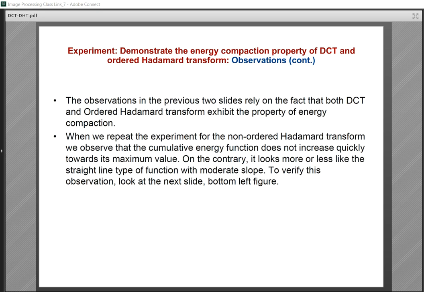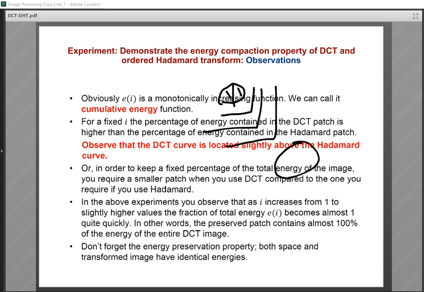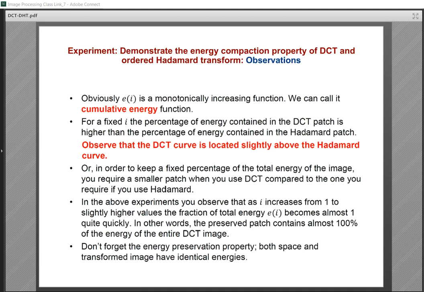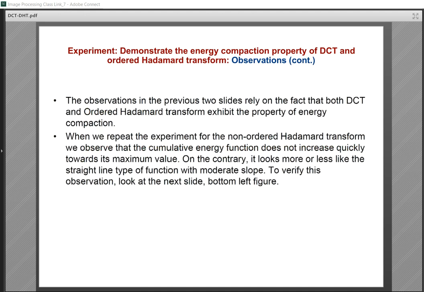Again, the observation in the previous two slides relies on the fact that both DCT and ordered Hadamard transforms exhibit the property of energy compaction. These two transforms are very good for compression or compaction of energy, because using a small value of I, you can reach almost all of the energy, or all of the information, almost. This is compaction or compression. That means ordered Hadamard and DCT are good.